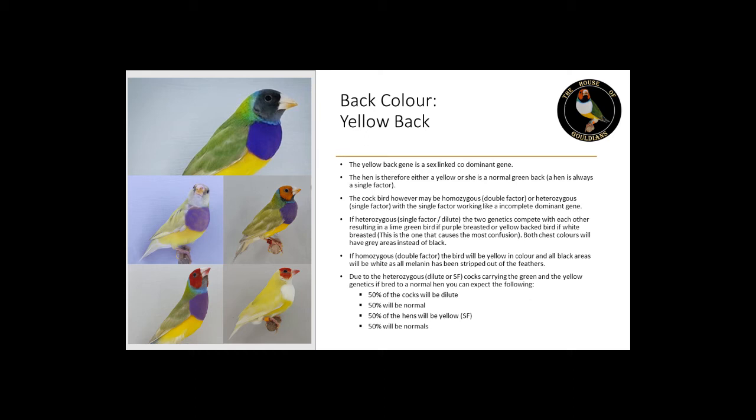So you might be asking, but hang on, that doesn't agree with the definitions that we gave in previous slides. All the literature shows that the yellow genetic is sex-linked codominant. However, what I find interesting is that in the cockbirds, it acts more as a sex-linked incomplete dominant gene because you get the mixing of the yellow and the green to get an in-between colour. Why I think they've listed it as a codominant gene in terms of the sex link is because in your hen bird, the offspring will either be yellow or green, not a mixture of the two.